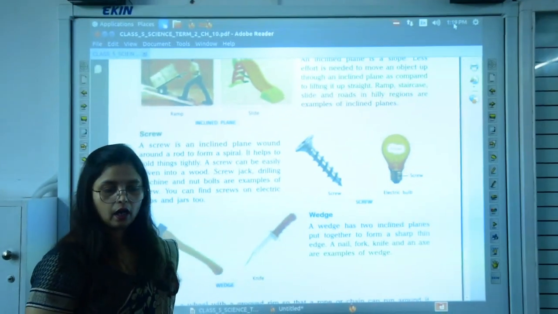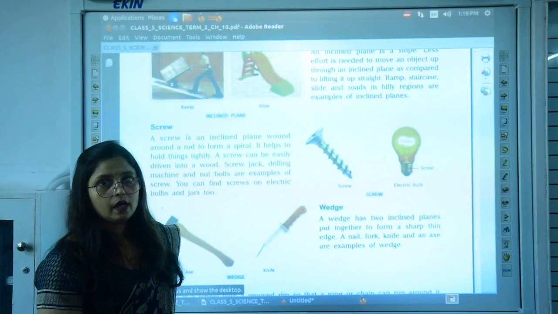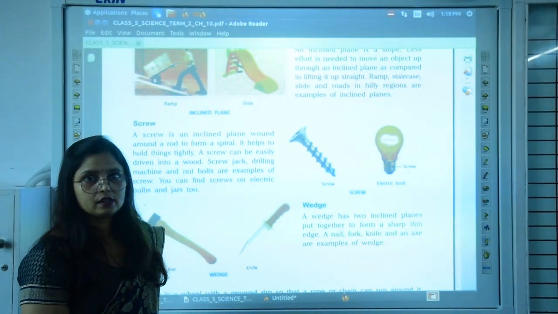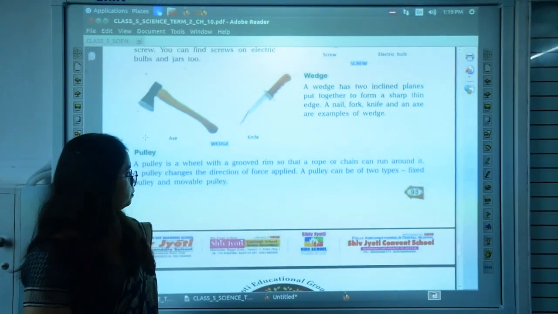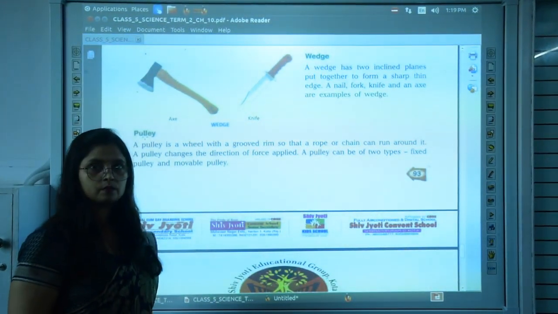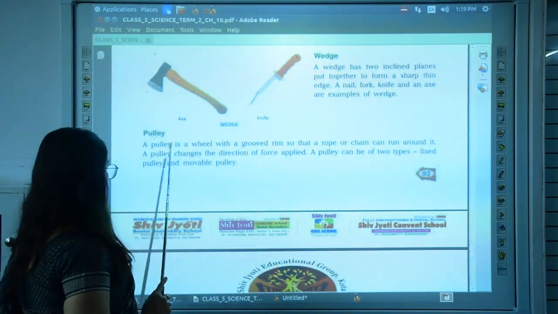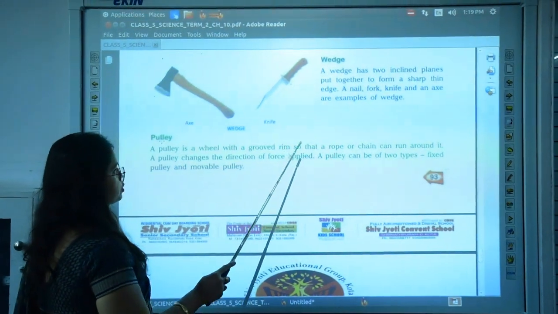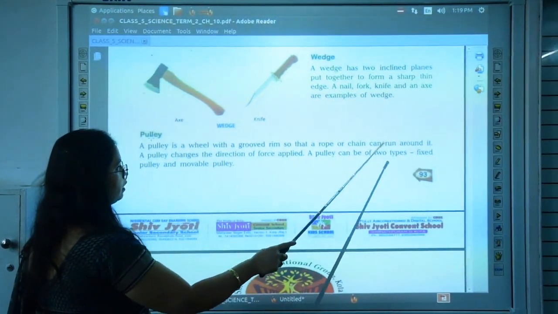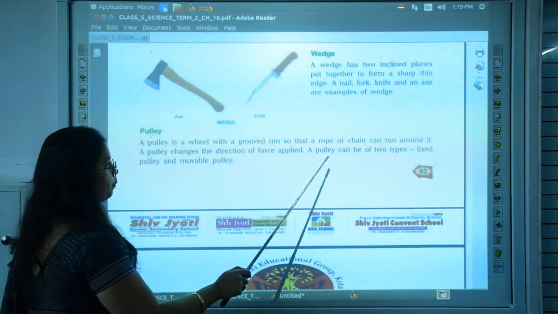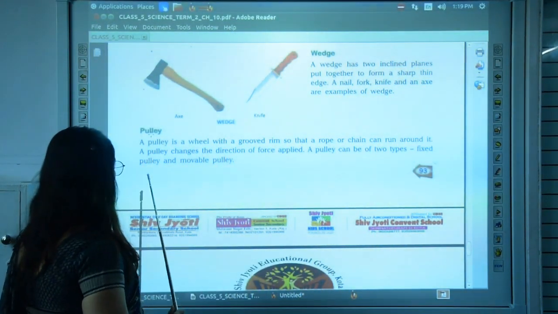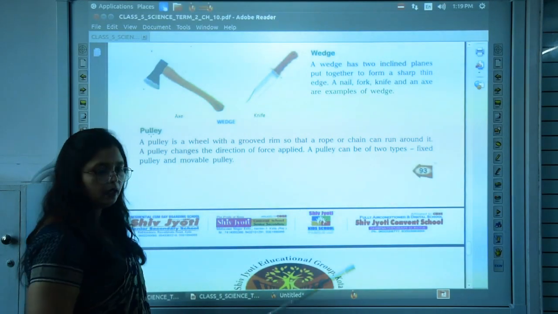Okay. Now, the last type of simple machine which we will study today here is the pulley. So, children, pulley is a wheel with a grooved rim so that a rope or chain can run around it. A pulley changes the direction of force applied. A pulley can be of two types. It can be fixed pulley and movable pulley.